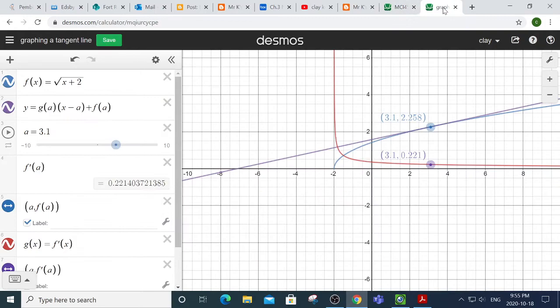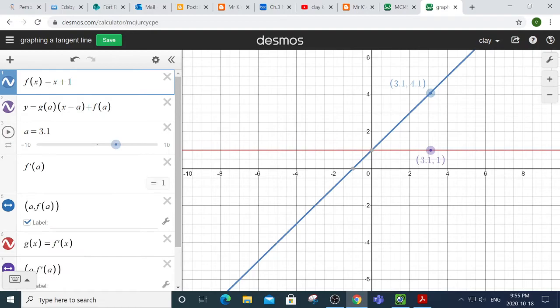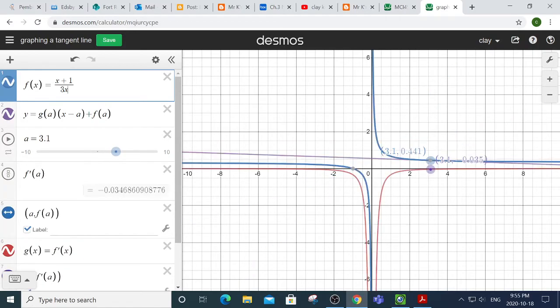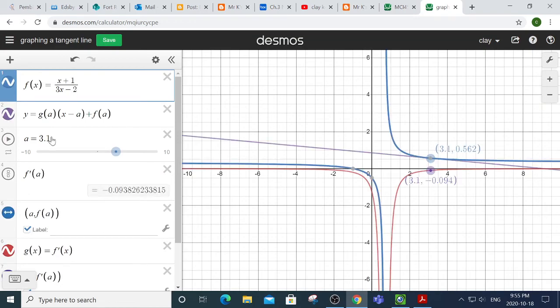And if you want to see that on the other one, let's see. We've got to close all this stuff. I don't even know if this is going to work. So f of x here is going to be x plus 1 over 3x minus 2. And okay, yeah, there it is. I'm going to take off the slope equation for now.